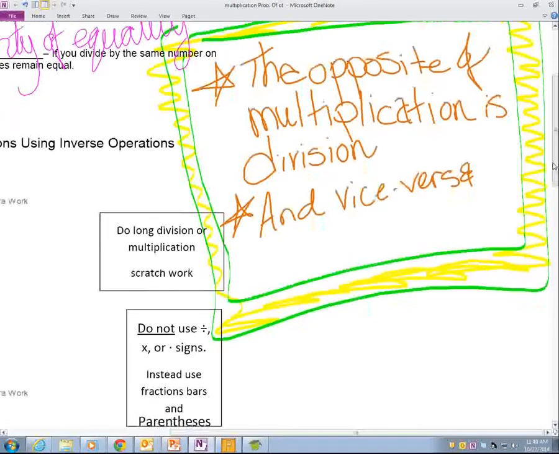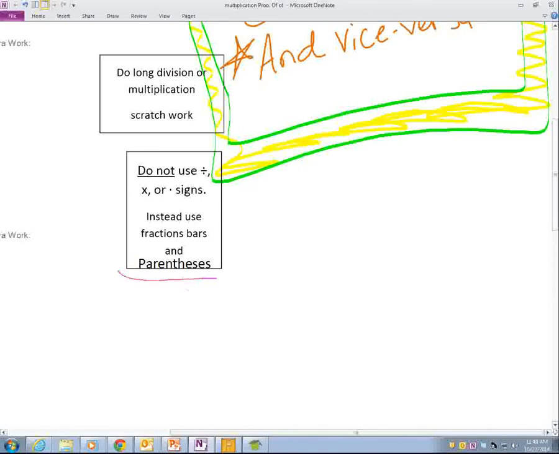Then there's one other thing that you don't have in your notes. It's this word right here. Parentheses. Please write that in there. You don't have that word that I just circled in pink. I'll move it up so everybody can see.